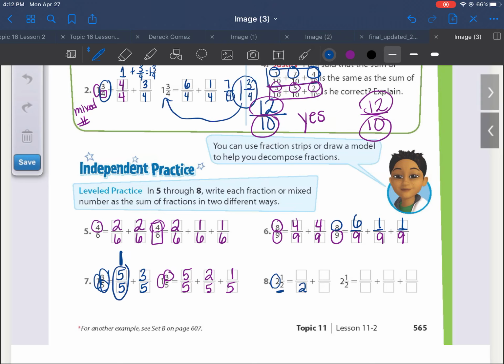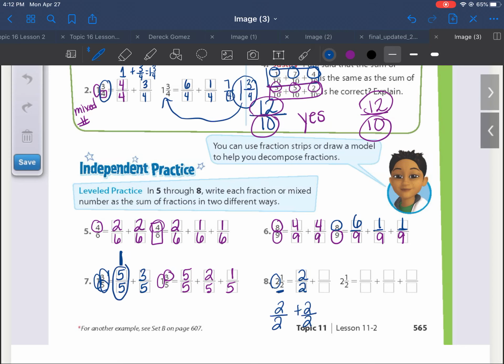For number 8, I have 2 wholes. Look at your denominator. Your denominator is 2. So that means that the number at the top will be the same. Now, if you notice, Ms. Garcia made a mistake because it said that we have 2 wholes. And 2 over 2 only means 1.